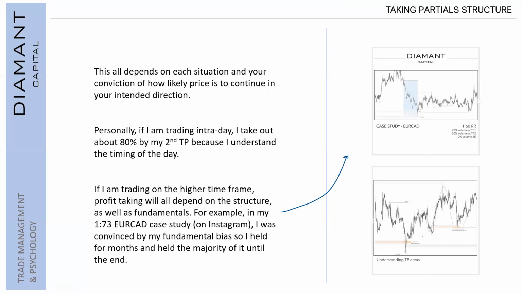Personally, if I'm trading intraday, I take out about 80% by my second TP because I understand the timing of the day. This is if I really am trading intraday. But if it's a high time frame zone and I expect it to go for a long time, then I will take less profits because I know I can hold on for longer. If I'm trading on the high time frame, as I just said, this example again, the EURCAD case study on Instagram, have a look at it as well. I think in the second post there, I talk through my TP areas.